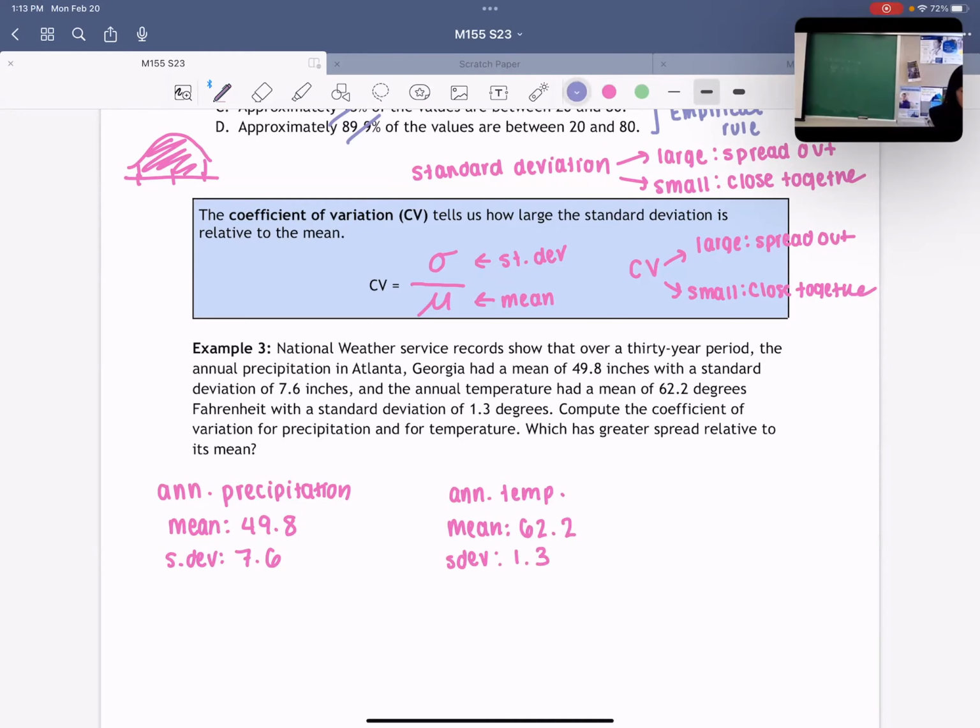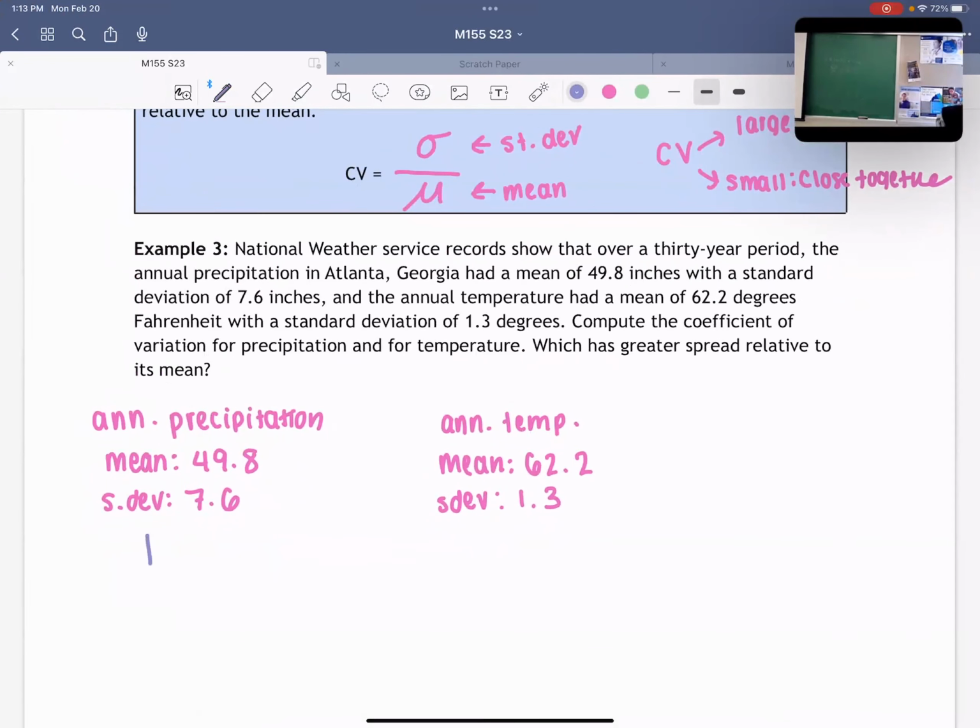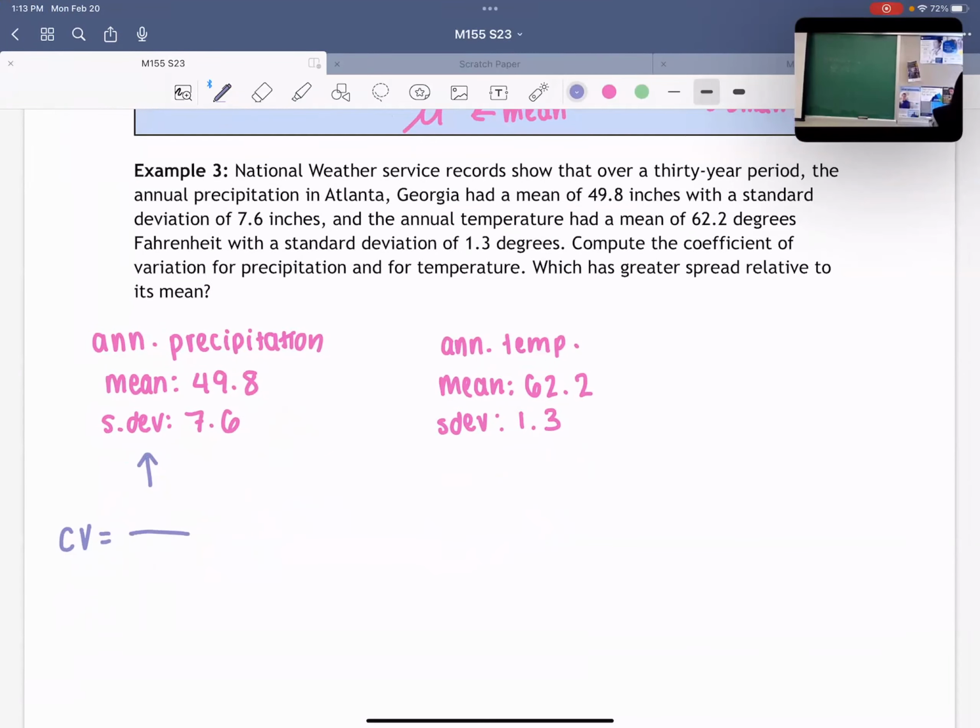Okay, well, why don't we go ahead and do that? If I were to find the coefficient of variation of the annual precipitation, well, what would I divide? What would go on top? Perfect, 7.6, because the standard deviation has to be on top. So 7.6 definitely has to be on top, which means the mean would have to be on the bottom. Okay, so once we divide this together, you should get 0.153.